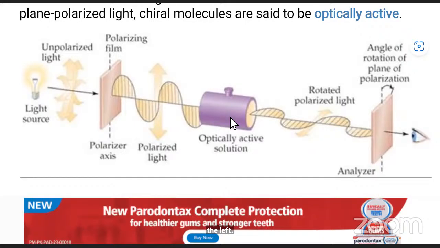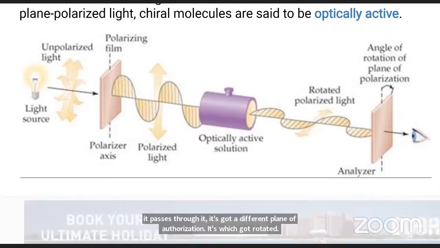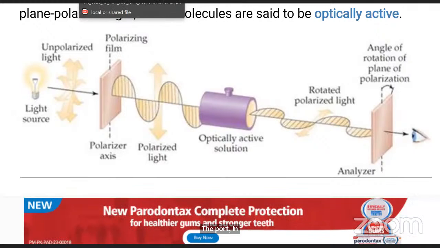And plane polarized monochromatic light: normally light particles can be vibrating in any direction, up and down, sideways, horizontally, at a 20-degree angle, 50-degree angle, at any angle. Normal light is unpolarized. So we're only dealing with plane polarized monochromatic light. Like polarized glasses, you've got light that is filtered and only has one plane of polarization. When it passes through the solution, it's got a different plane of polarization, which got rotated. Both enantiomers will rotate it in opposite directions. Is this clear?